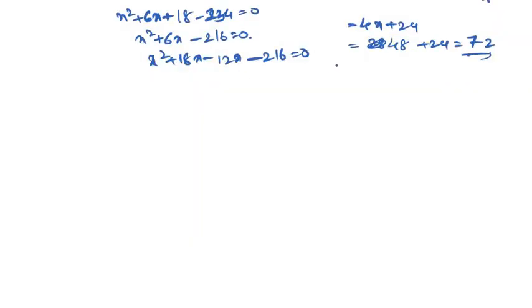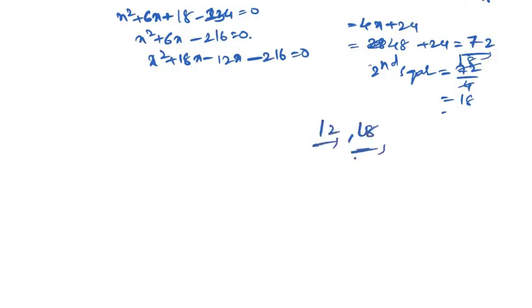So from this, the side of the second square is how much? The side of the second square is equal to 72 by 4. So 4 ones are 4, 4 eights are 32, so 18 will come as the second square side. So after that, we have to find what the first square and second square are, we got that one.